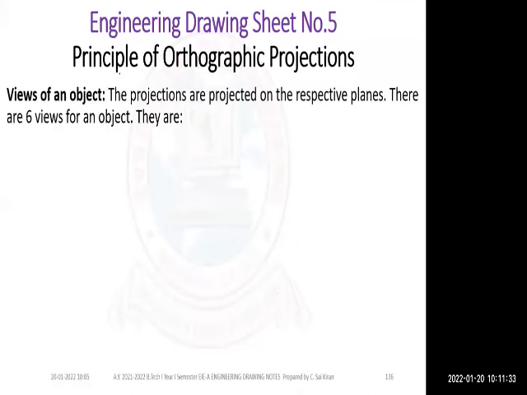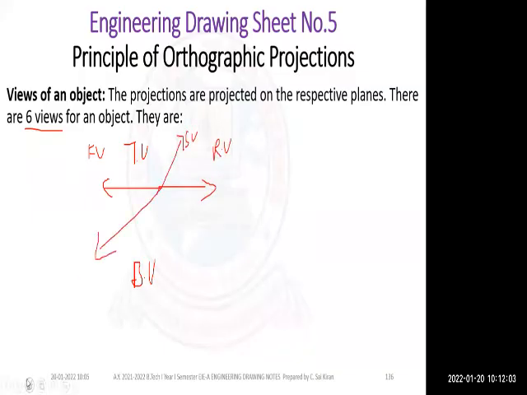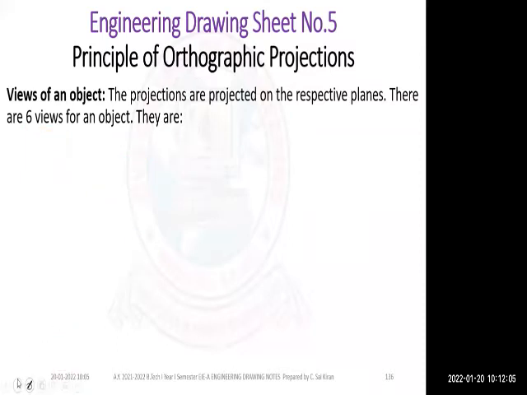Okay. So if I want to project an object, I can project it upon 6 views, such as top view, bottom view, front view, rear view, right hand side view, and left hand side view. Like this I can see the object in a total of 6 views.